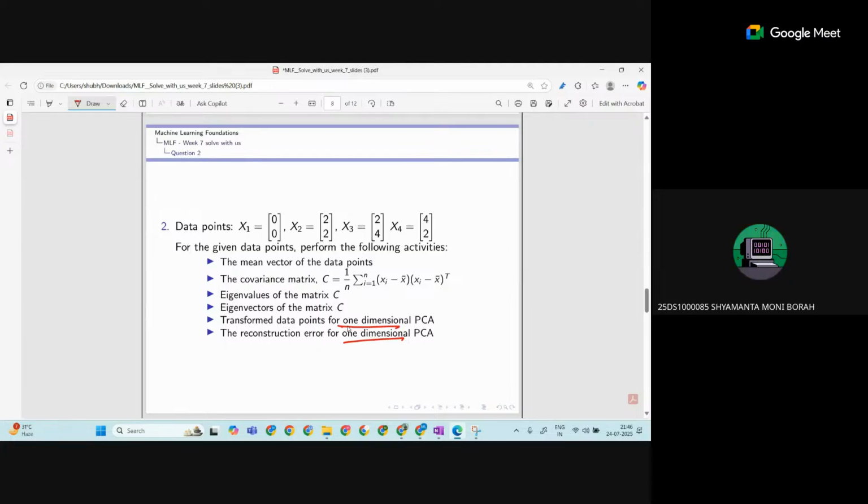So sir, just asking for the exam, will we be given the transformed data points for the 1-dimensional PC, or will we have to find that out? And the 2-dimensional would have very less chance. Generally, 1-dimensional would be asked because 2-dimensional may involve more calculation. It takes time. Yes, it will take time.